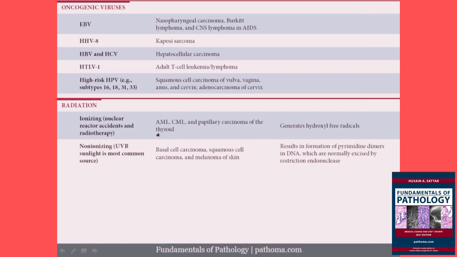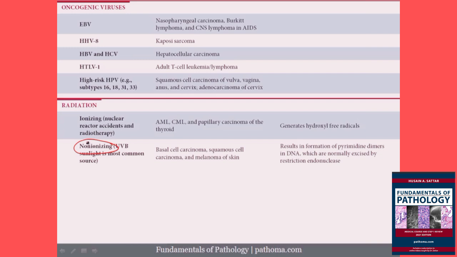The second type of radiation is actually non-ionizing. The notion here is that non-ionizing radiation can occur in multiple subtypes. The most common type is UVB sunlight, and that is actually the most important. Now, non-ionizing radiation is associated with 3 types of cancers. All of them are skin cancers: basal cell carcinoma of the skin, squamous cell carcinoma of the skin, and melanoma of the skin. So these are the 3 key tumors that are associated with non-ionizing radiation.